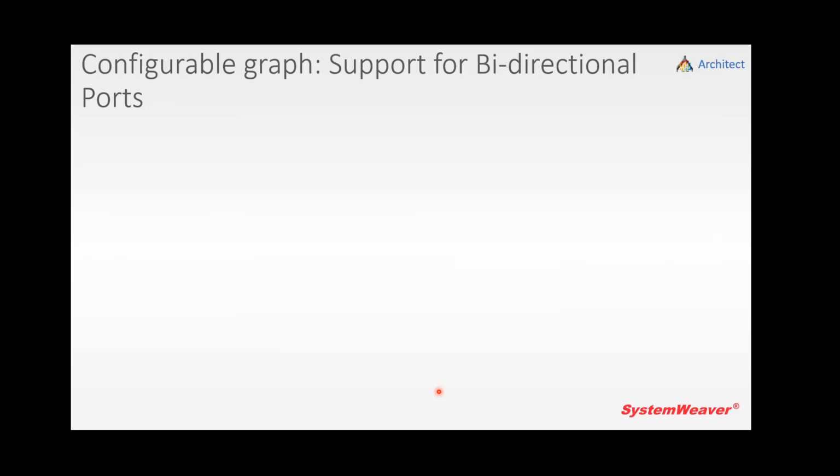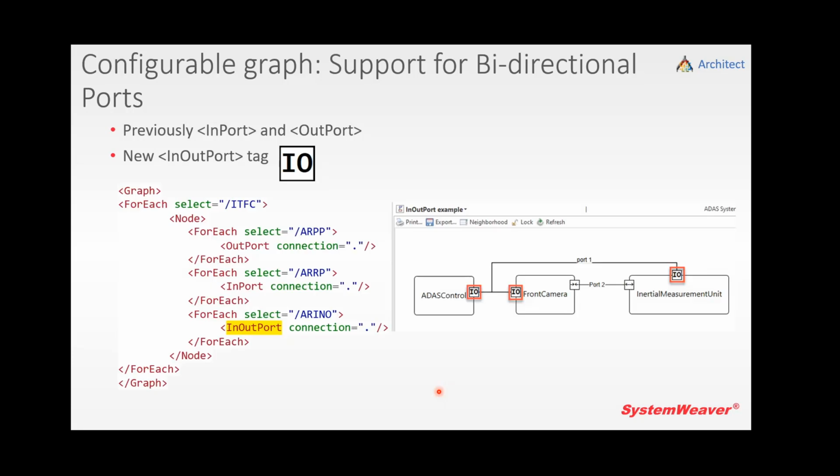Okay, moving on, the configurable graph now supports a bidirectional port. Previously in the graph, we had in ports and out ports. We have a new tag called in-out port, and it looks like this, IO. It functions in the same way as the output and the input port. And you can see how it appears in the graph.